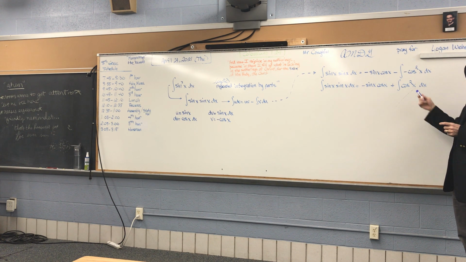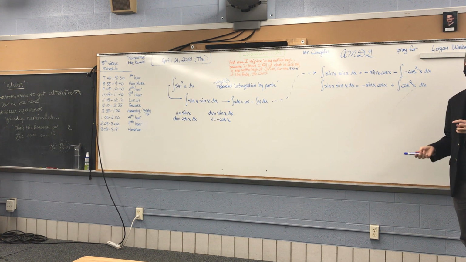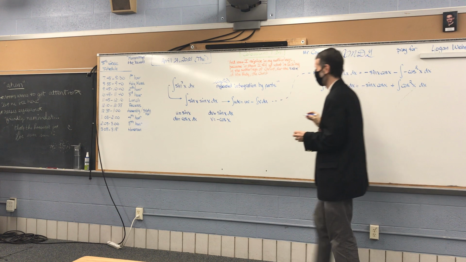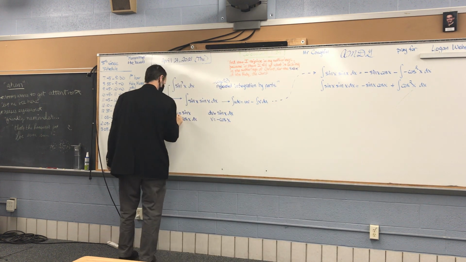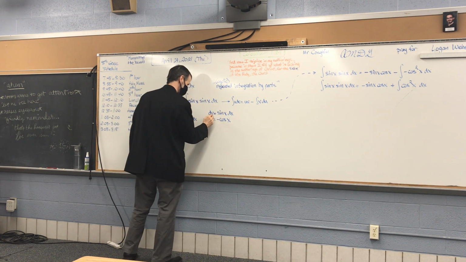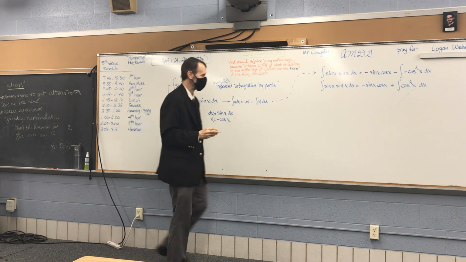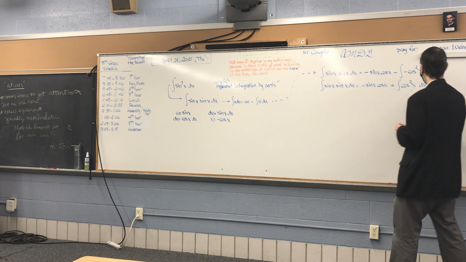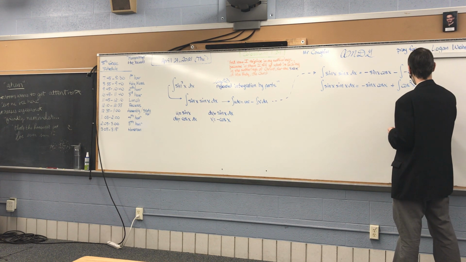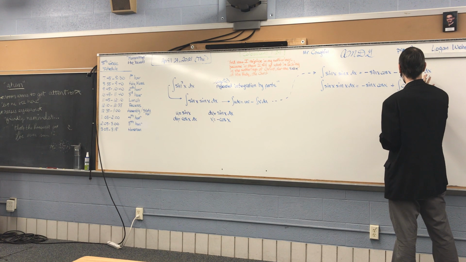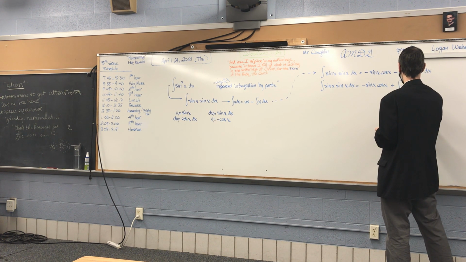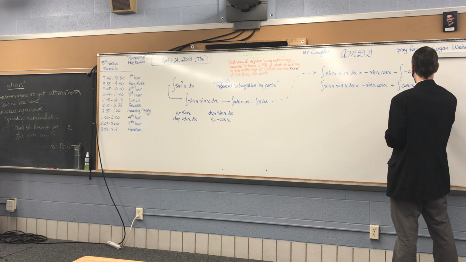It looks a lot like the original problem. So let's do it again. So how about this? I'll call this u1, du1, dv1, v1. And then over here is u2. I'm just going to rewrite this cosine, cosine, because that's pretty much where we're going.